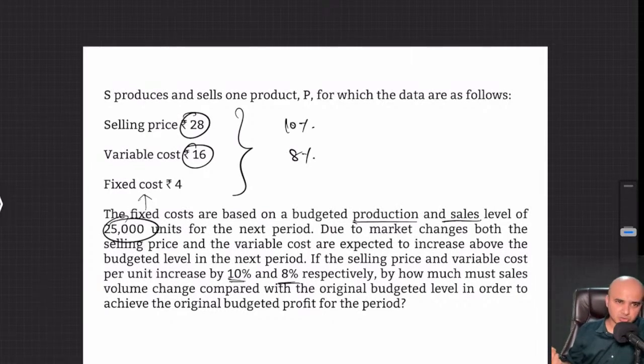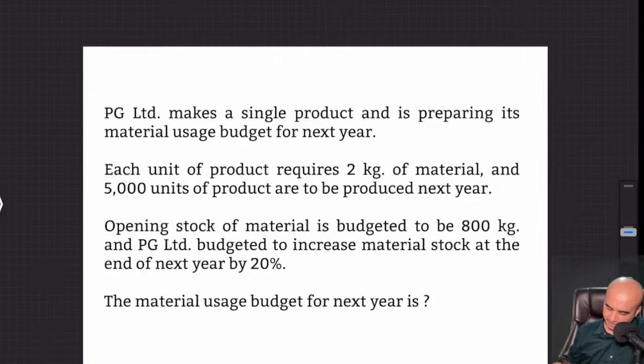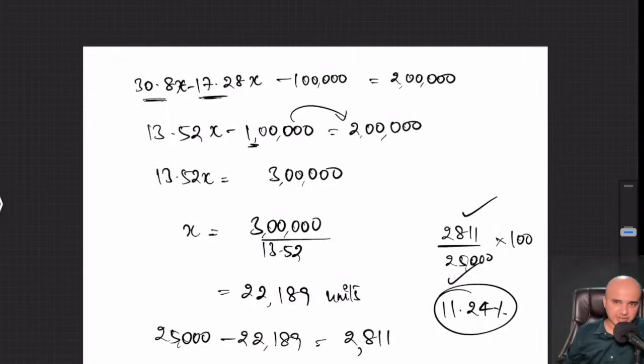Then what is that we are supposed to do? We have to make sure that the profit remains the same, and then we have to identify, if the profit has to remain the same, how much should the sales change by? The sales has to change by 11.24% for the profit to remain the same. That is the thing. Okay, let's move on to the next question.